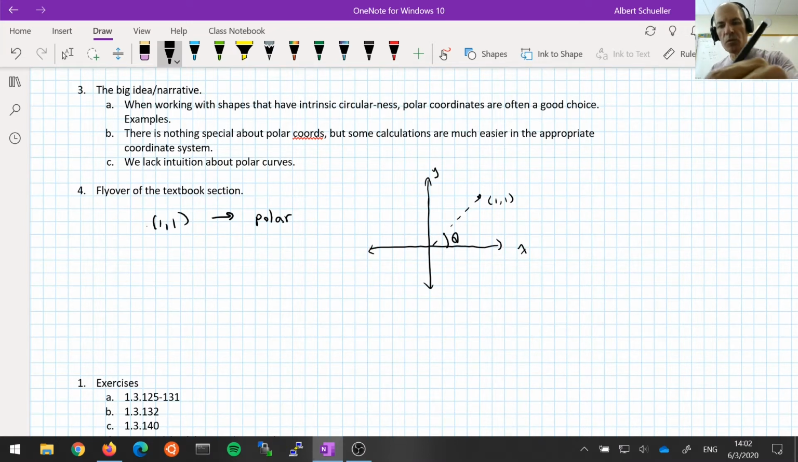Well, for 1, 1, this angle is clearly 45 degrees, aka pi over 4 in radians. And if this side is 1 and this side is 1, the Pythagorean theorem quickly tells us that this side is the square root of 2. So in polar coordinates, that is the square root of 2, pi over 4. It's our convention to always list r in the first slot and theta in the second slot, just like we always list x in the first slot and y in the second slot for rectangular or Cartesian coordinates.